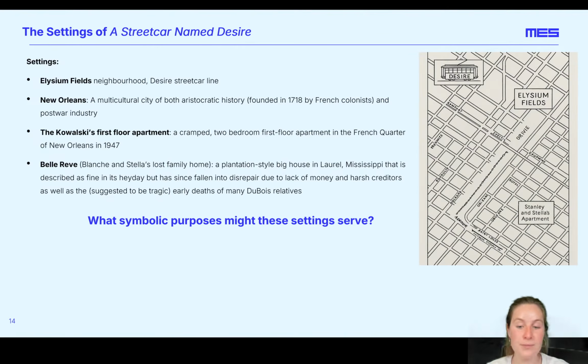But the settings for now, we have Elysian Fields, the neighborhood to which Blanche arrives at the beginning of the play and in which the entire play is set. And this neighborhood is served by the Desire streetcar line, which is a real streetcar line that was in New Orleans at the time. And you can see this is what a streetcar is, a kind of subway, but it's above ground, so it's a trolley. It's also set in New Orleans, of course.